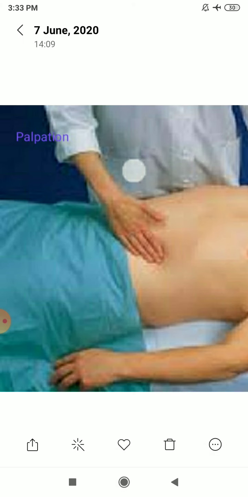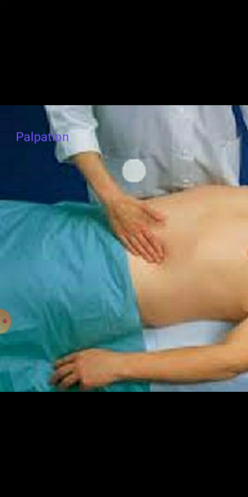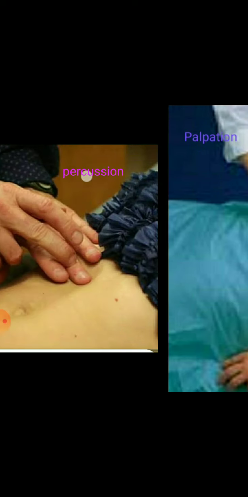Okay, so dear students, you are the general duty assistant, so you should use the dorsal surface of the hand and fingers to measure temperature. Dear students, you are the general duty assistant, so hands should be warmed and the touch should be gentle and respectful. This is the palpation.